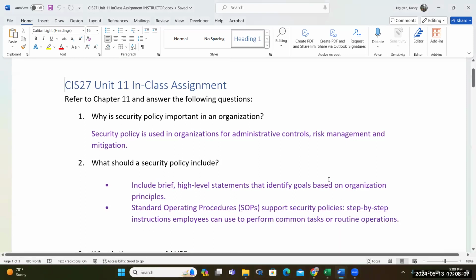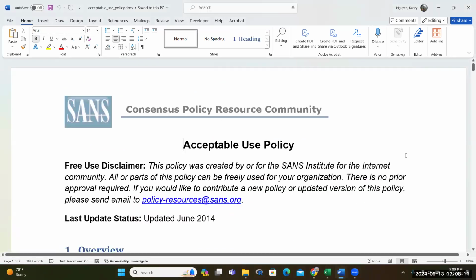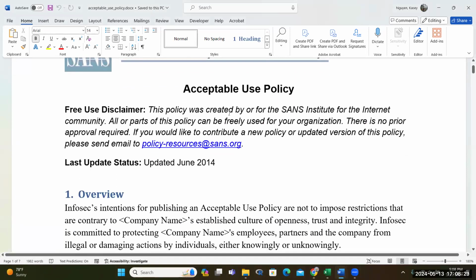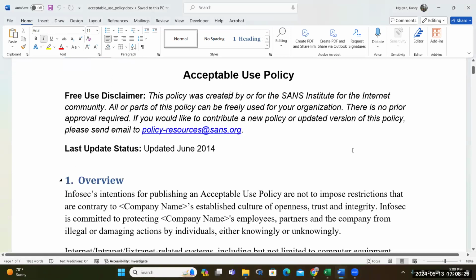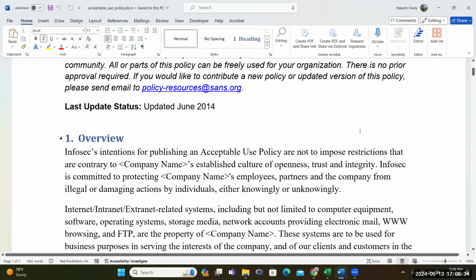So before we go to the next question, I want to show you an example. And this is a template from SANS. So this is an acceptable use policy, and you can find a lot of different organization techniques and styles, right? This one is free to use. So SANS, they do a lot of security training, and they even offer a master's degree, very, very expensive. But, you know, they train a lot of different organizations and professionals.